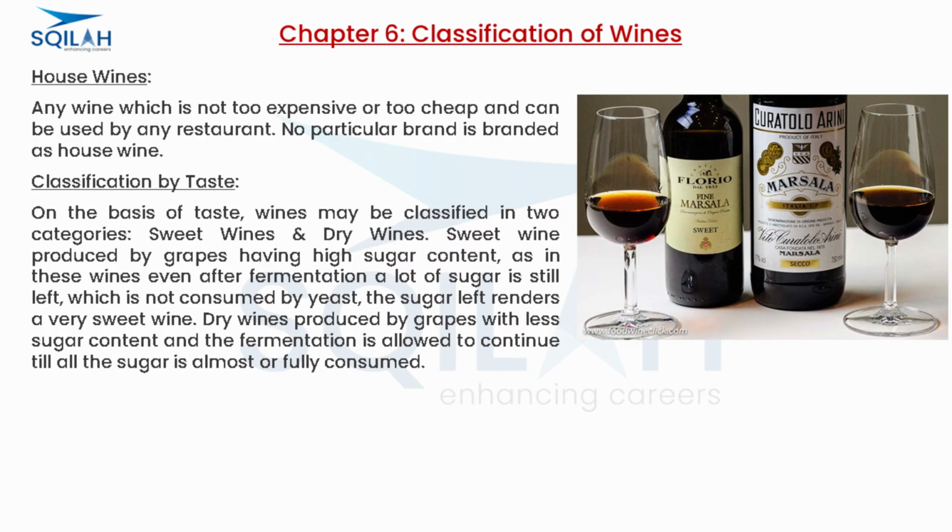Classification by taste. On the basis of taste, wines may be classified in two categories: sweet wines and dry wines. Sweet wine is produced by grapes having high sugar content. In these wines, even after fermentation, a lot of sugar is still left, which is not consumed by yeast. The sugar left renders a very sweet wine. Dry wines are produced by grapes with less sugar content, and the fermentation is allowed to continue till all the sugar is almost or fully consumed.